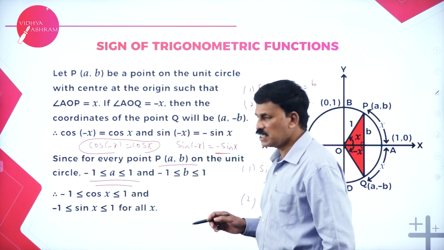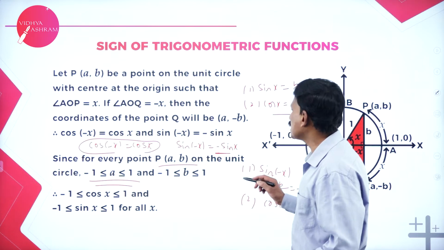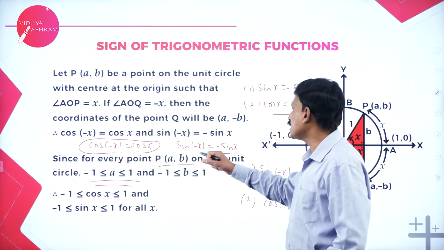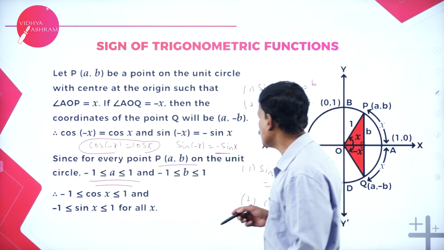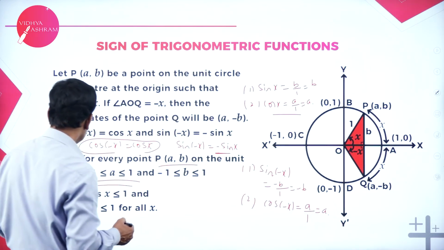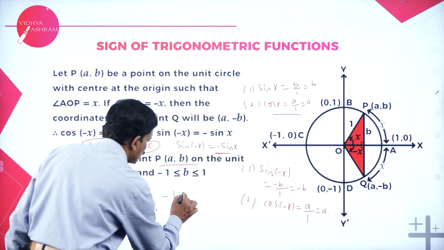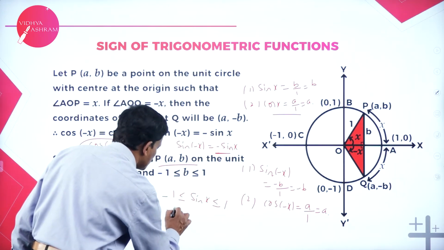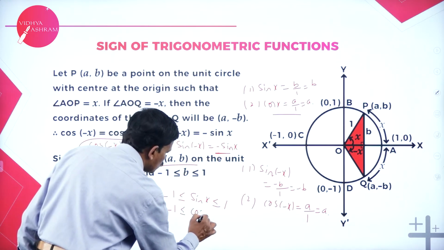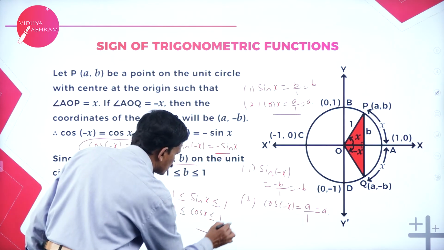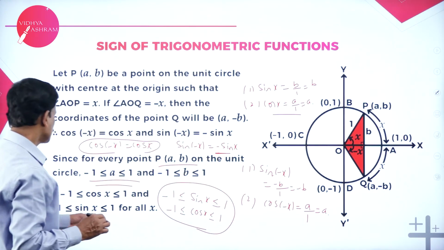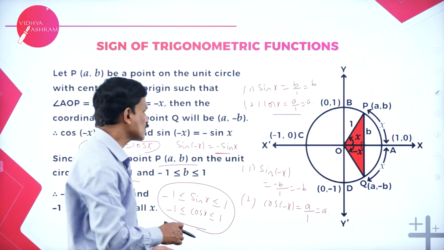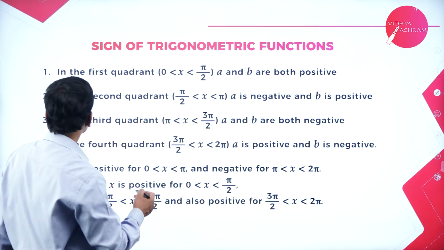So here the value of cos x is positive when x is replaced by -x, and sin of -x is minus sin of x. So therefore -1 less than or equal to sin x less than or equal to 1, and -1 less than or equal to cos x less than or equal to 1. So these are for all values of x. These are the signs. Now let us come to this.